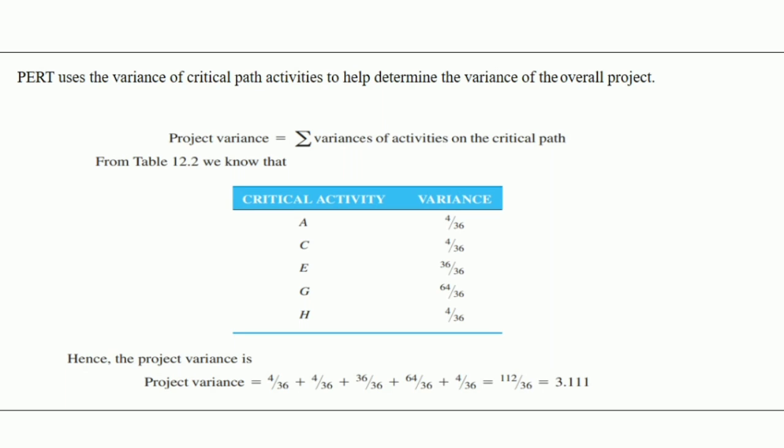Their variances are 4/36, 4/36, 36/36 for E, 64/36 for G, and 4/36 for H. So project variance, like I said a while ago, is the sum of the variances of the critical activities, with a total of 112/36, or equal to 3.111.